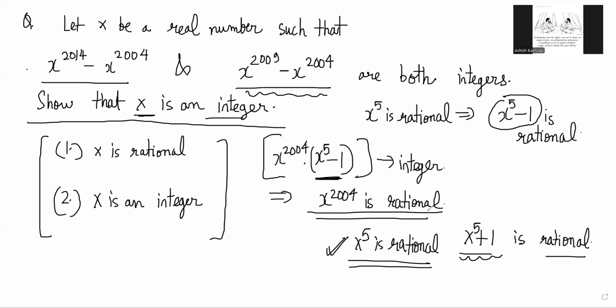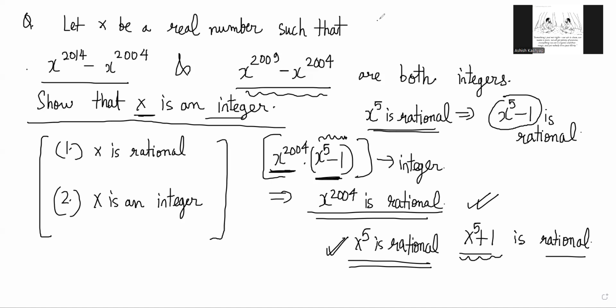Do you understand why x power 2004 must be rational? Because on this side we have an integer, so integer by rational should be a rational. X power 5 minus 1 already is rational. The product of these two is an integer, so this must also be rational. So we now know x power 2004 is rational. We also know x power 5 is rational.